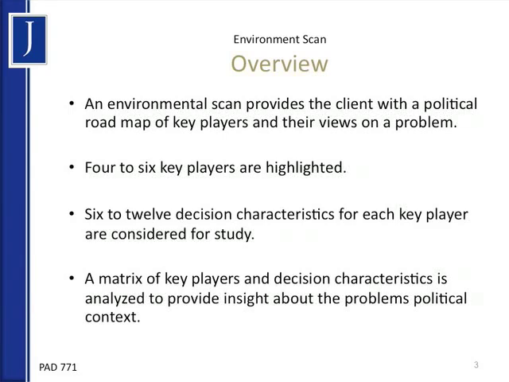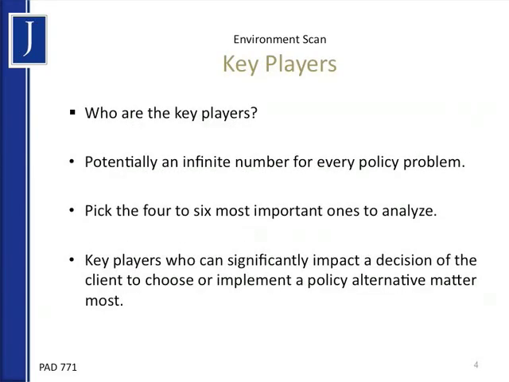4 to 6 key players are highlighted in the scan. 6 to 12 decision characteristics for each of the key players are considered for study. A matrix of key players and decision characteristics is analyzed to provide insight about the problem's political context at the conclusion of the examination. Your client does not live in a vacuum.